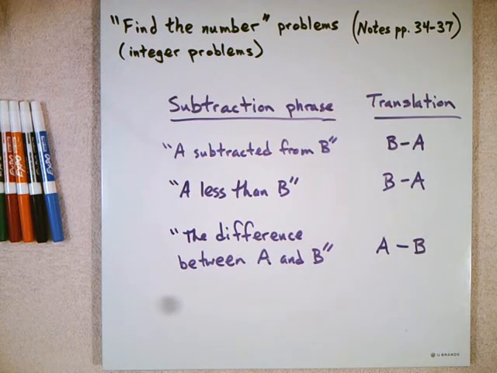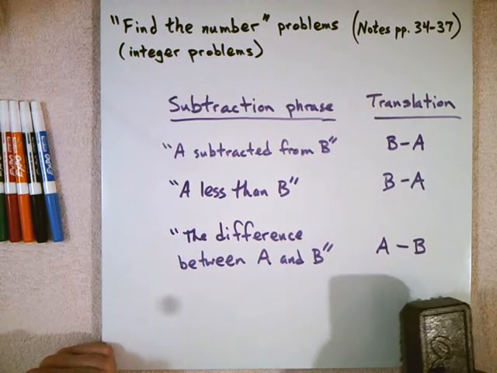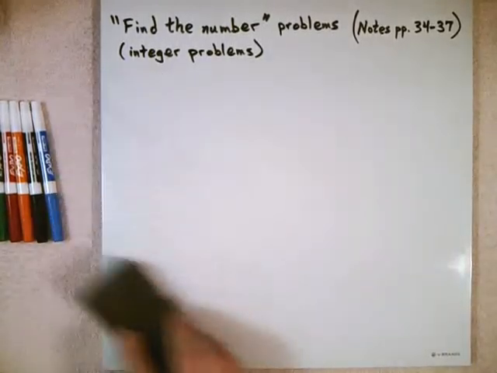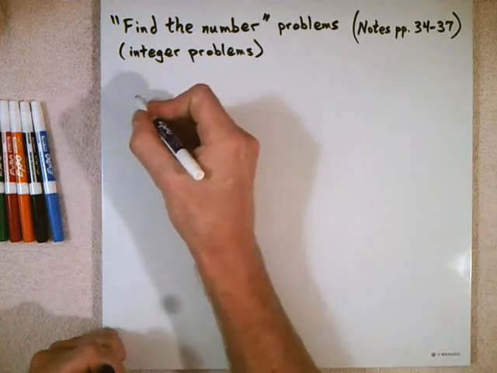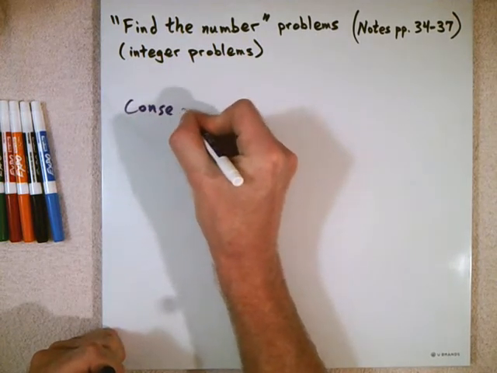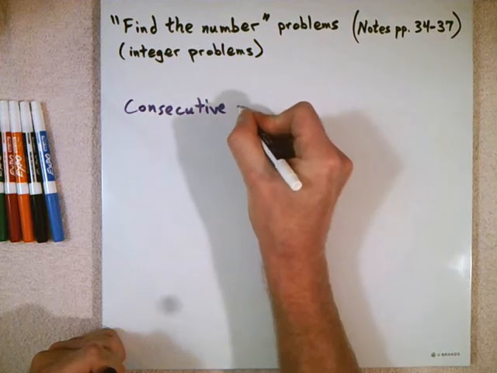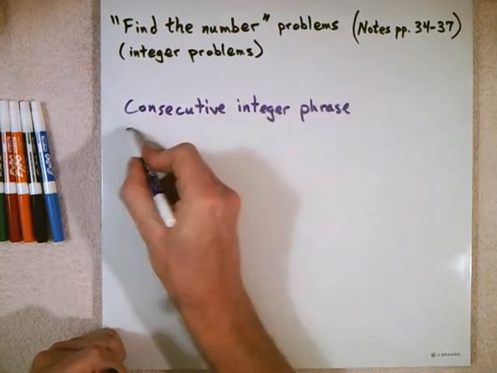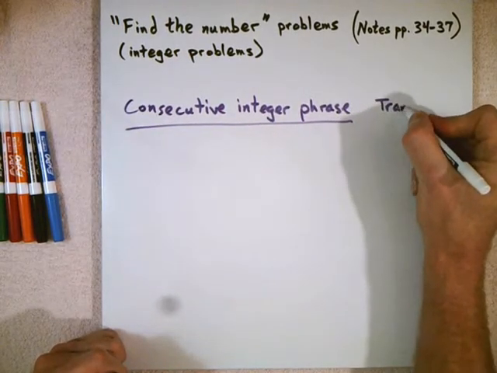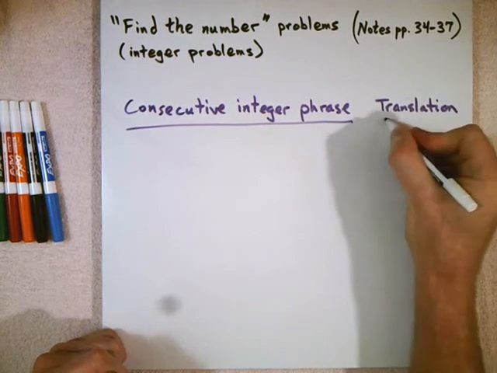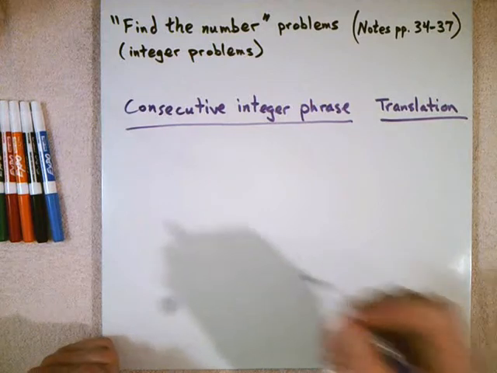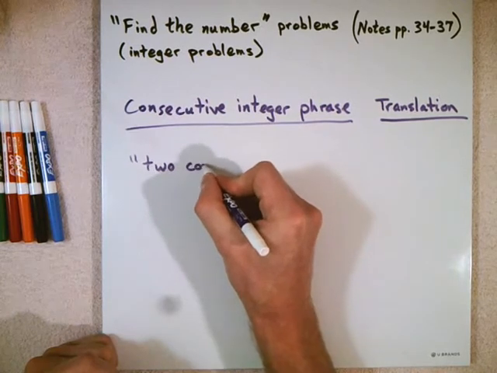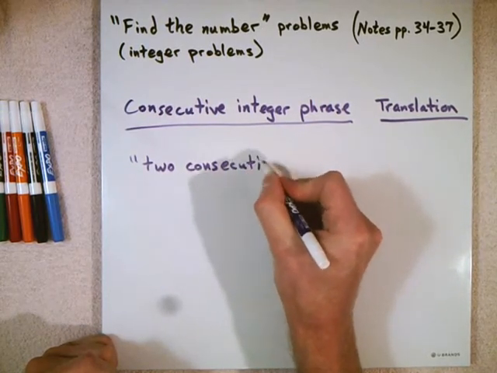One other thing I want to show you here with regard to these find the number problems or integer problems is how to deal with consecutive integer phrases. And this is going to make these consecutive integer problems you'll come across really easy to do. So let's go ahead and put down a consecutive integer phrase here. All right. And then we'll have the translation over here. Now, what's a consecutive integer phrase sound like? That would be something like this. Let's say two consecutive integers.